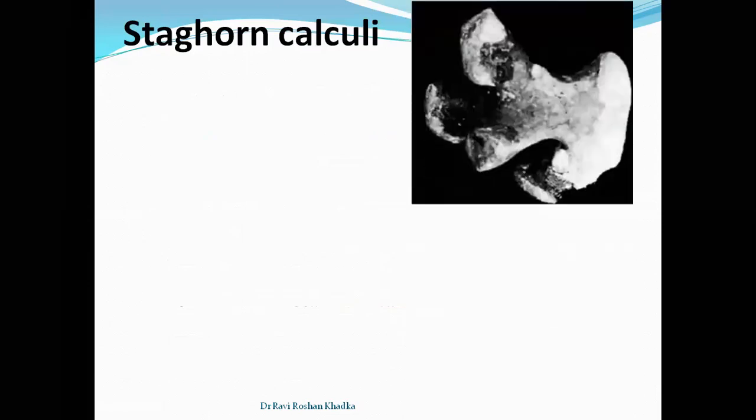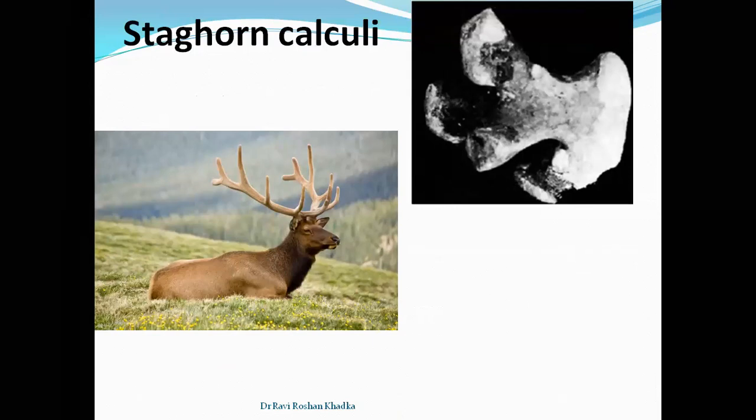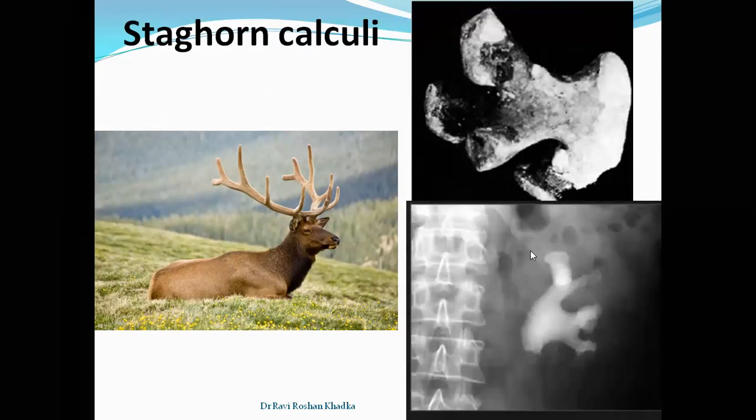Okay, staghorn stone. I've already told you what staghorn means. Whenever there are multiple branching stones, it's known as staghorn stone because it looks like the horn of a deer. That's why we compare that with the horn of a deer, and that's why we say staghorn. Basically, this is the plain X-ray KUB. This is not an IVU. You can see the stone is completely occupying the calyceal system as well as the pelvis and forming the staghorn stone. And the most common chemical composition of staghorn stone is struvite stone.